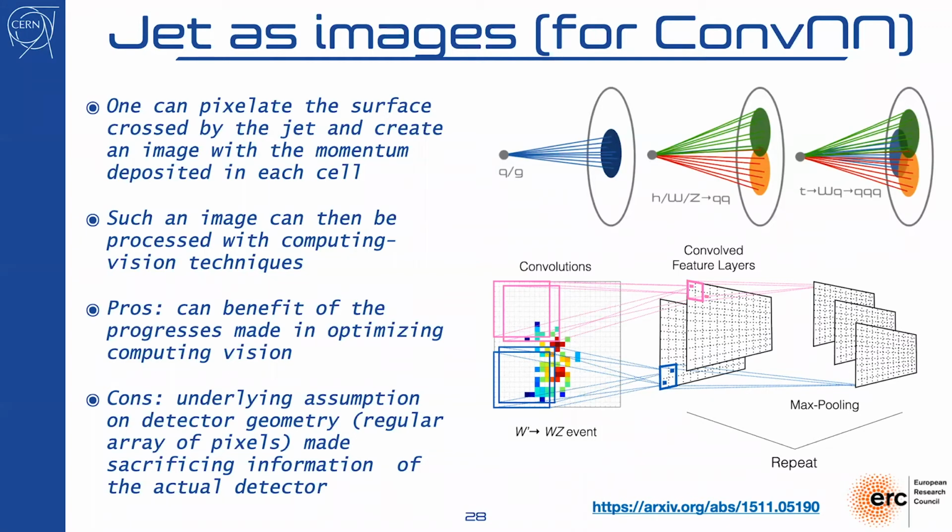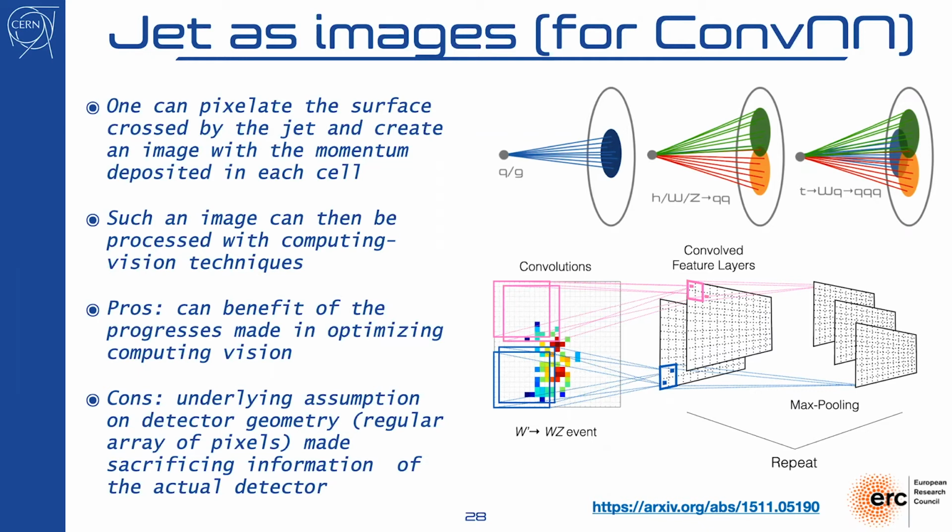In the dataset example that we give you, it's the scalar sum of the PT of the particles that fall in the pixel. And so a jet would look like an image of the kind that you see there, that you can process with a convolutional neural network. Now, this is the very first thing that people have been doing with deep learning in high energy physics.